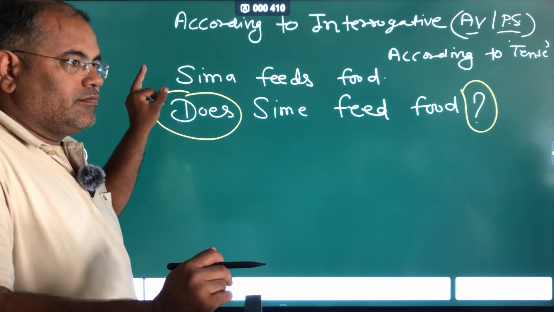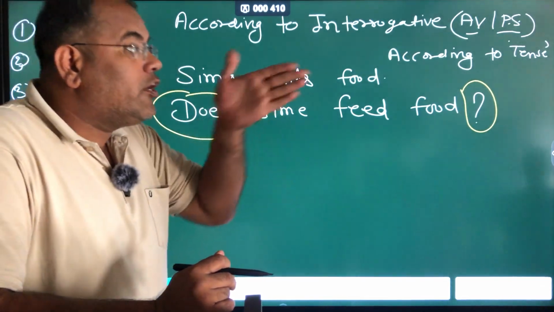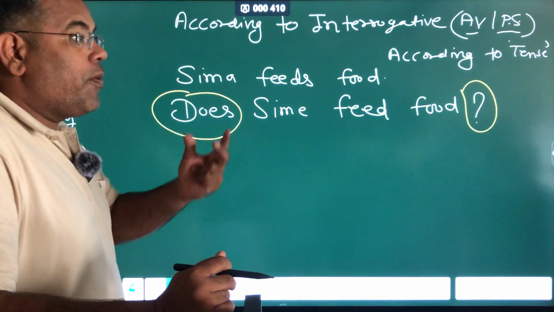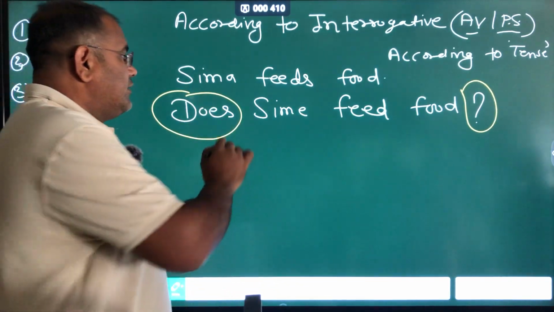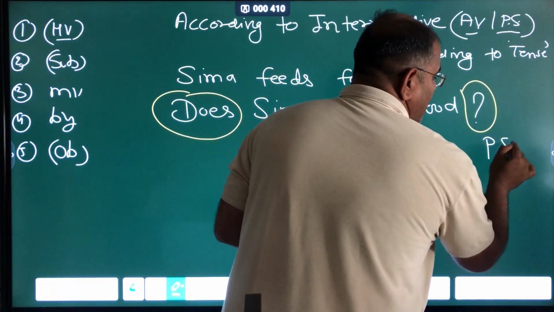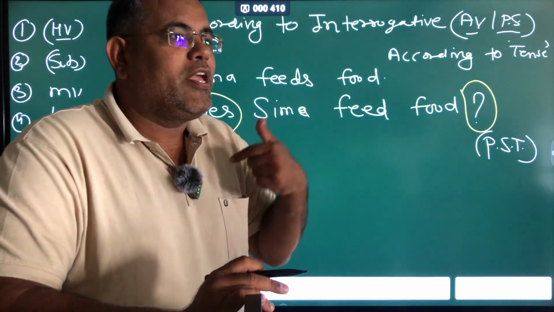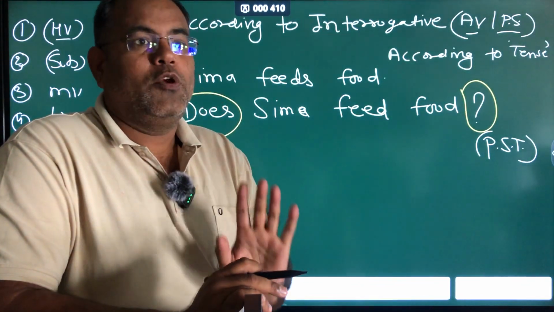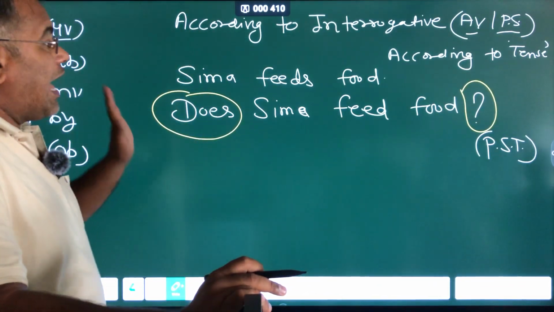We cannot use this HV here. We have to change the helping verb into a passive voice helping verb, because this belongs to the active voice helping verb. Is that clear? How can we change? I tell you. Guys, this sentence belongs to present simple tense. Is that clear? And according to present simple tense, we use do and does as a helping verb. Guys, with the singular subject, we use does. With the plural subject, we use do. Is that clear?